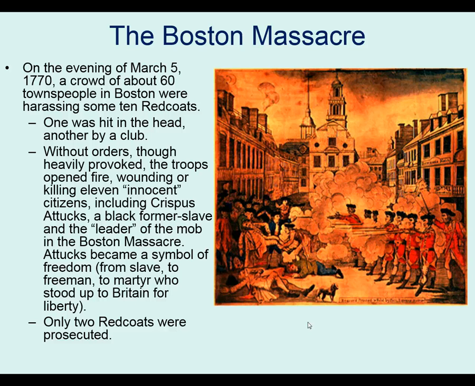The first person to die as a result of the revolution is Crispus Attucks, who was a former slave and basically was the leader of the mob in the Boston Massacre.